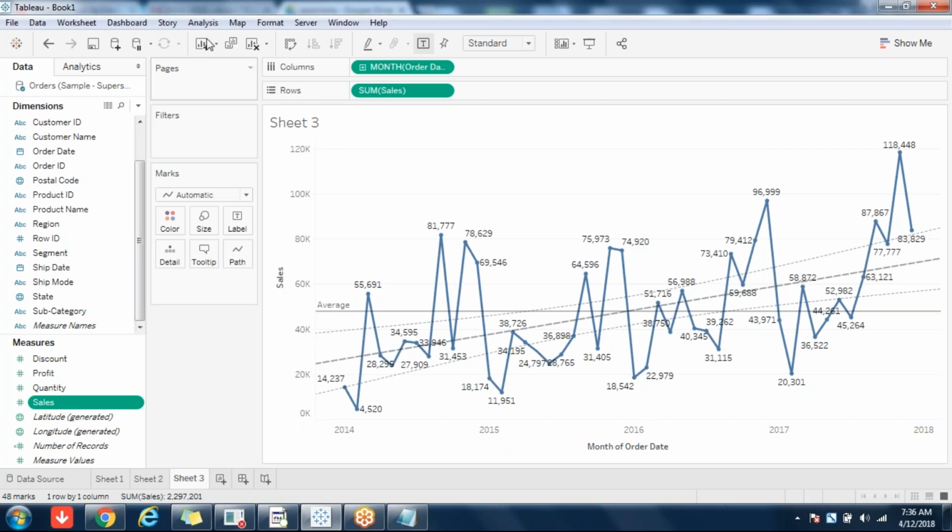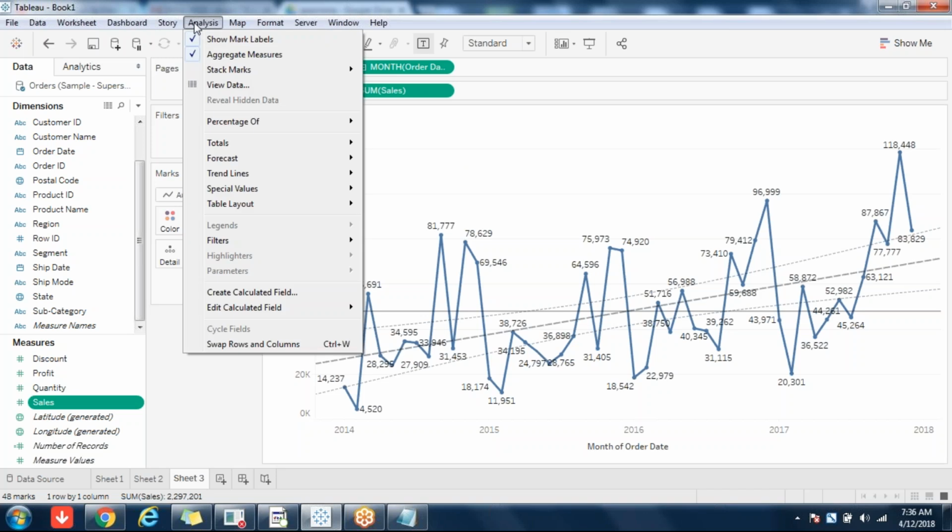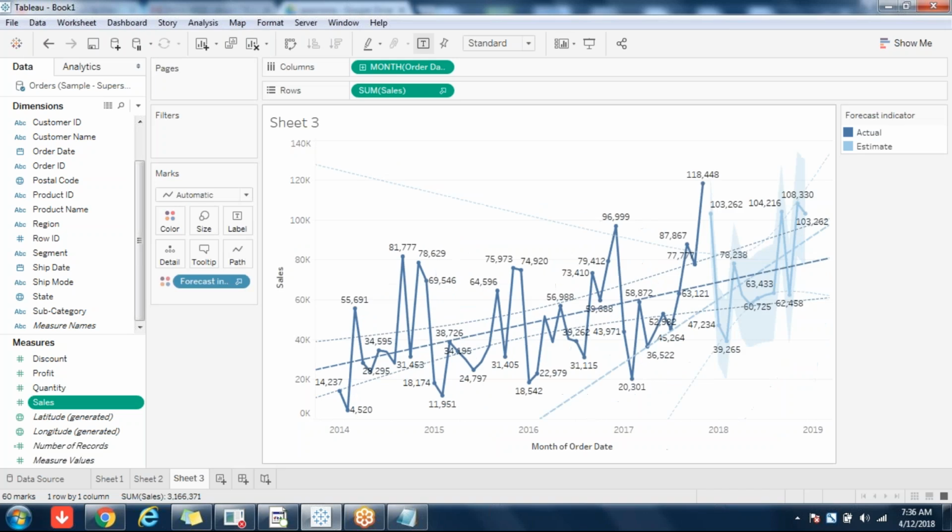So directly you can go here again, go there and apply forecast. Show forecast. One second.